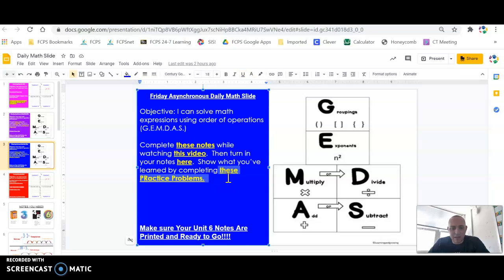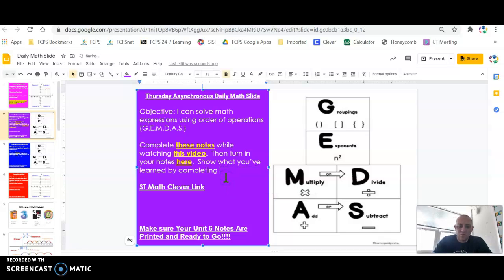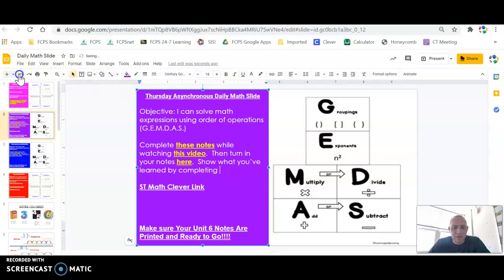Actually, let me fix this right now. I put that on the wrong slide. There is a practice problem assignment. So you'll click on this, it'll take you into Google Classroom, and you'll have a nice set of practice problems to complete.